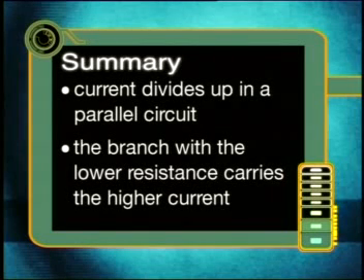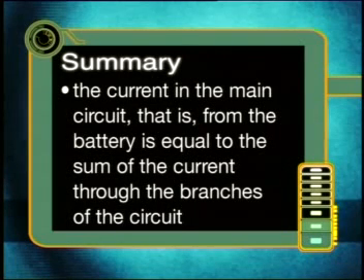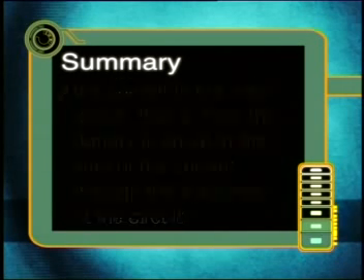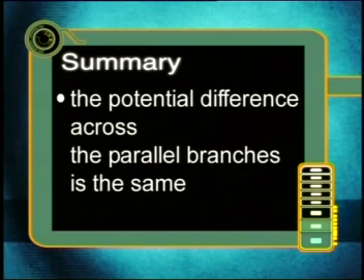Before we wrap up, let's summarize what we know about parallel circuits. Current divides up in a parallel circuit. The branch with the lower resistance carries the higher current. The current in the main circuit, that is from the battery, is equal to the sum of the current through the branches of the circuit. The potential difference across the parallel branches is the same.